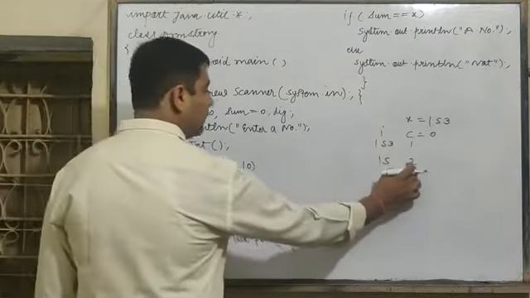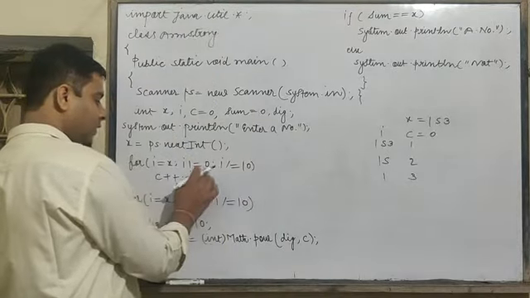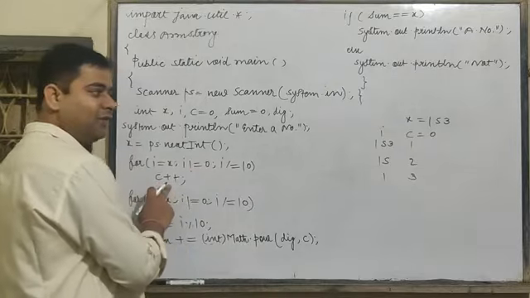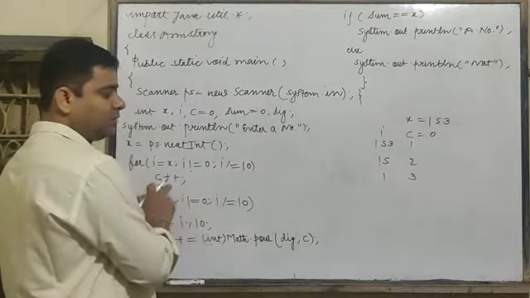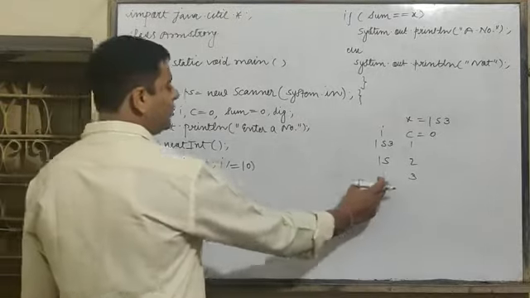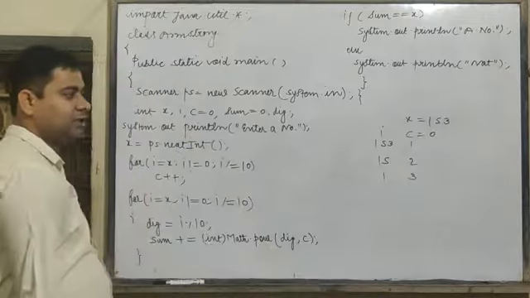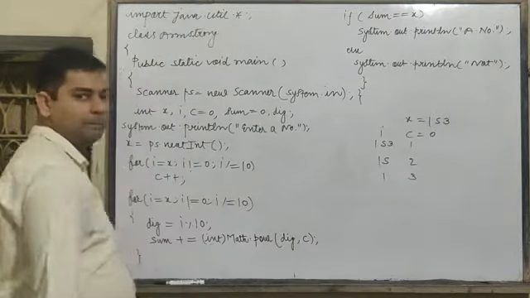The value of C will be 2 now. Now again we will jump on the update part. 15 upon 10, 1. Not equal to 0, no. C++, so the value of C will be increased by 1. Okay? Understood? The value of I is 1, not equal to 0, no. C++ 3. The condition is true, so it will increase the value of C by 1.